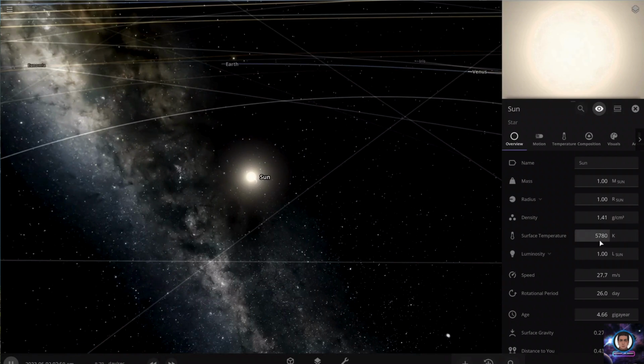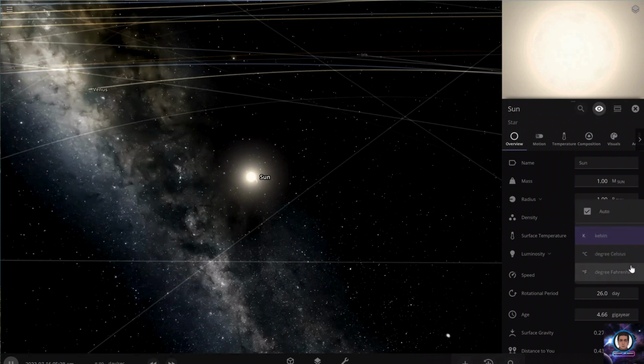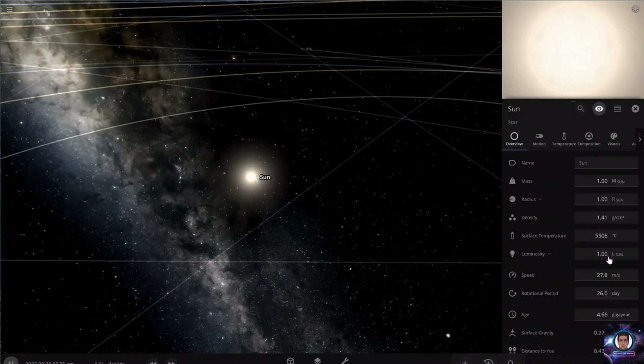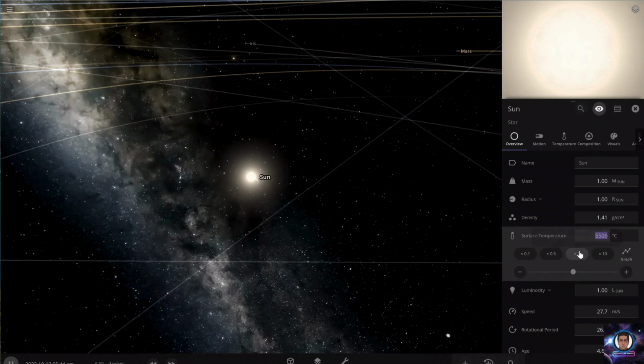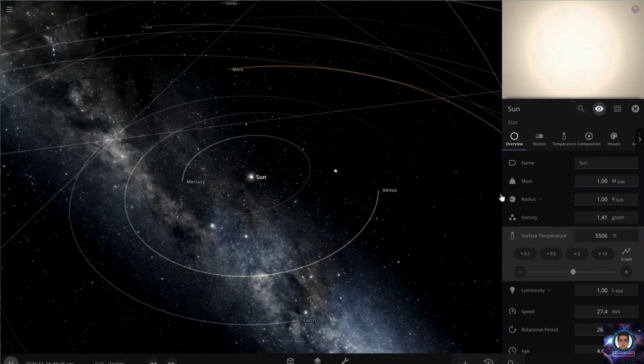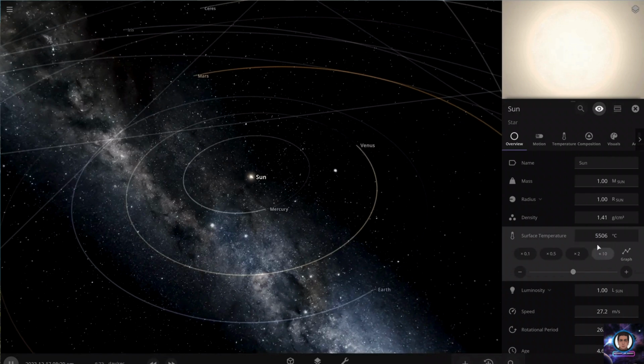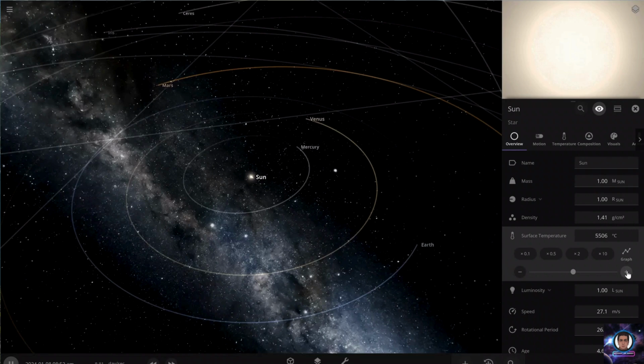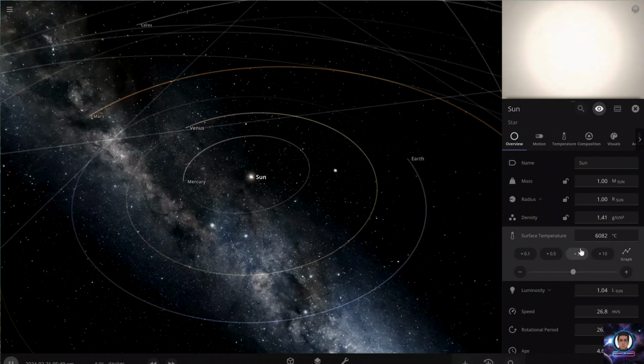It's more than 5,700, and you can change the unit from Kelvin to Celsius or Fahrenheit, whatever you want. I'm putting it on Celsius, and from here you can also change the temperature and see the results on all planets. For example, I can double the temperature here. You can increase it in small steps, or just double it, or you can increase it 10 times.